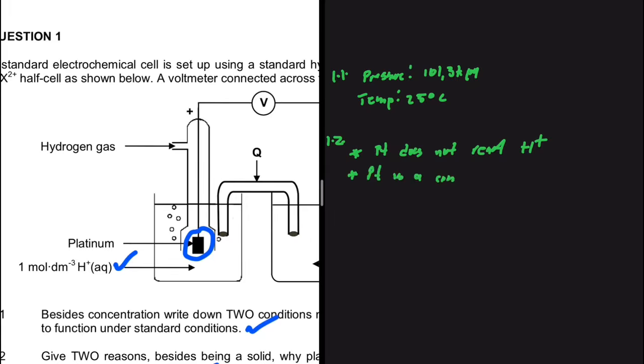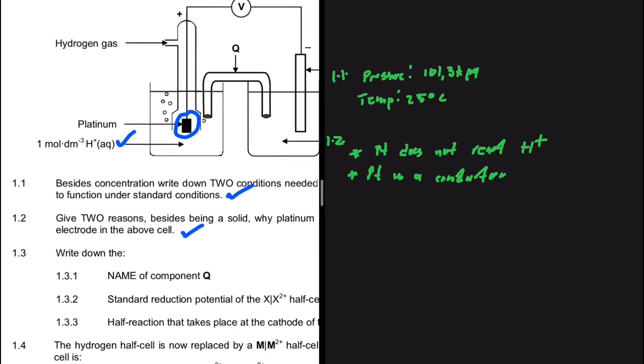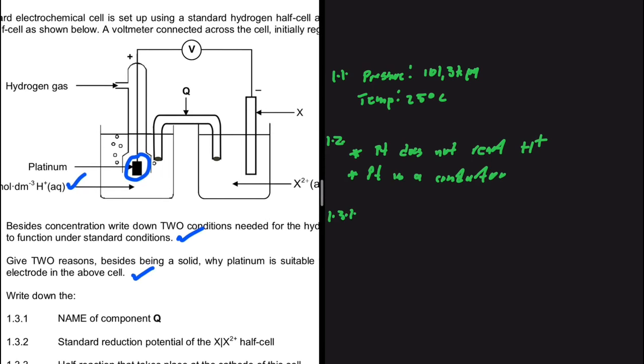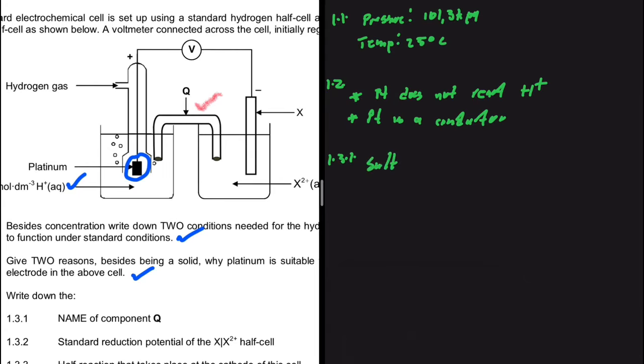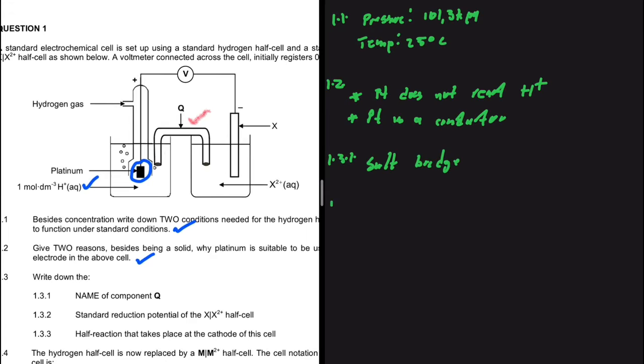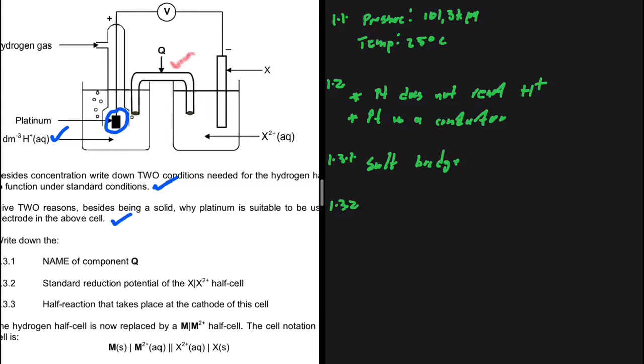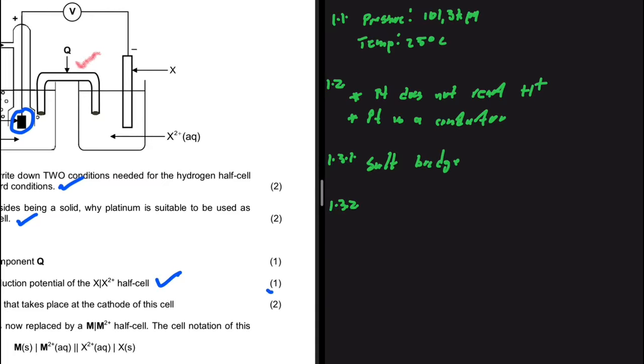At 1.3, we're supposed to write down the name of component Q. This is a galvanic cell and component Q should be a salt bridge. So there we go, we have a salt bridge in 1.3.1. And 1.3.2: what is the standard reduction potential of the X half cell? Right, this is for 1 mark. When you are familiar with this kind of question, you're going to be able to answer it without any difficulties. But here we sort of have to take the long route so I can show you what is happening.